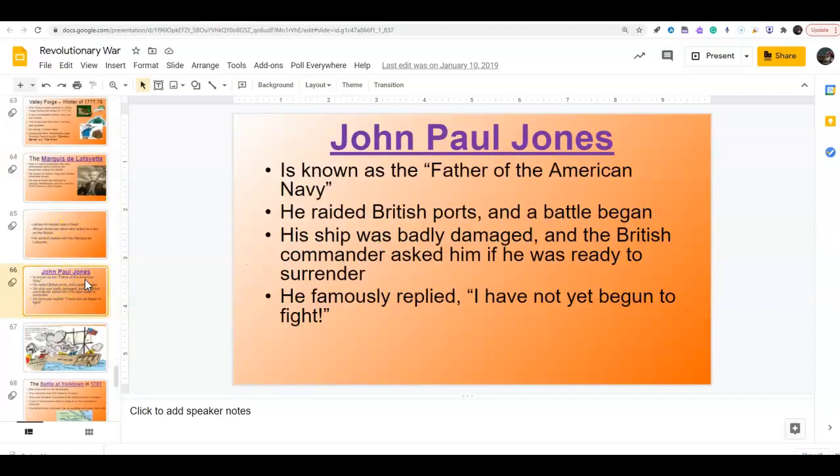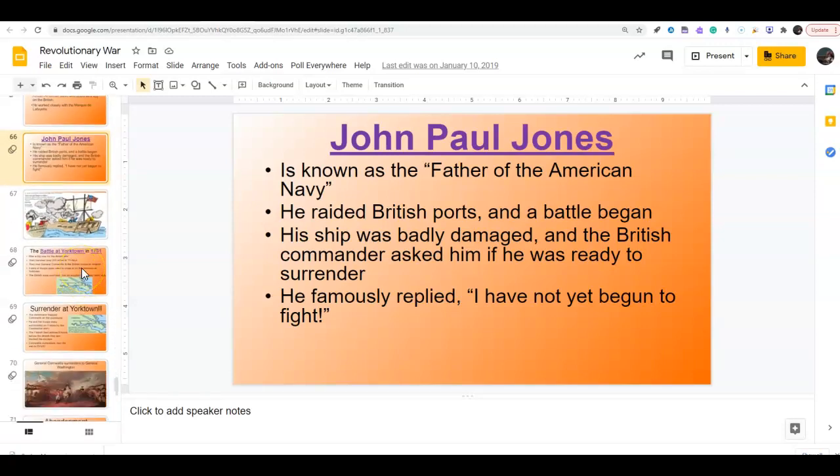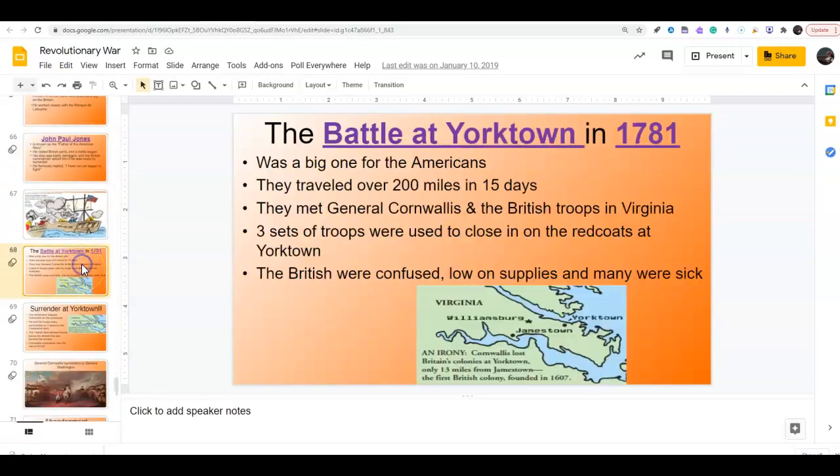John Paul Jones was the father of the American Navy, had his famous saying, "I have not yet begun to fight," when his ship was going down against one of Britain's ships in battle.